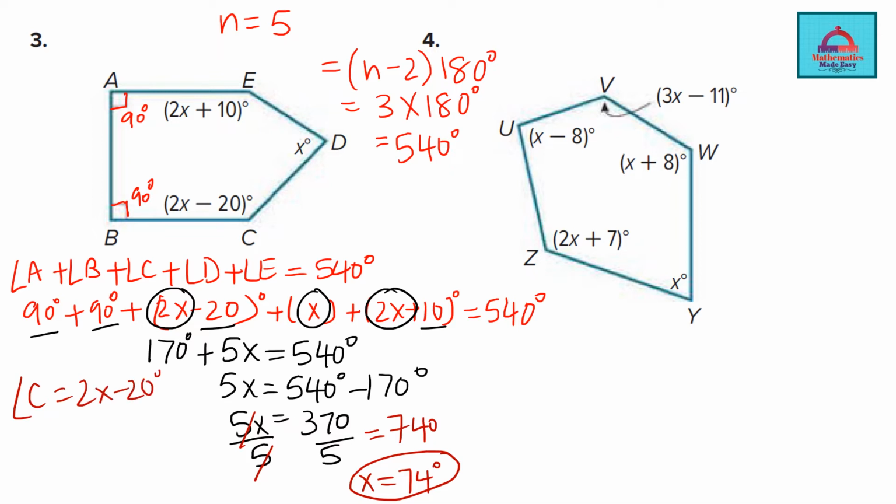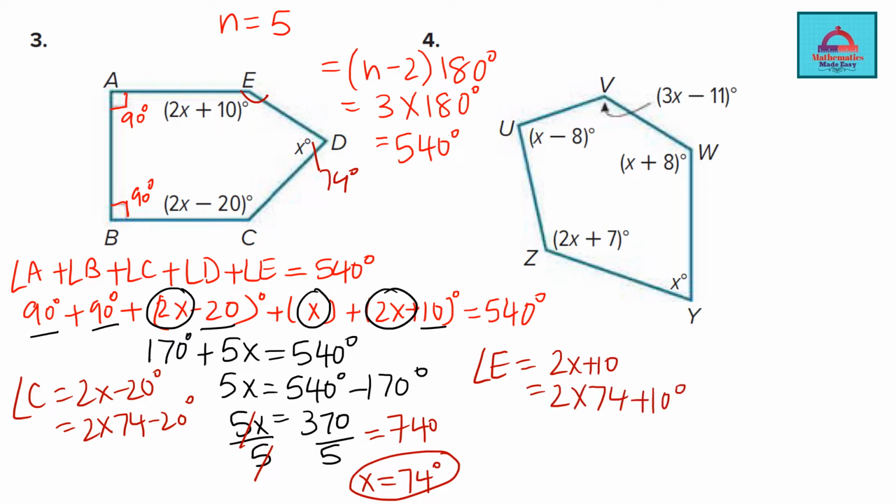And therefore you can simply also find angle C, which is 2x minus 20. So it will be 2 times 74 minus 20. And you can simply also find angle D, which is already 74, this is 90. So similarly you can find angle E. Angle E would be 2x plus 10, so that is 2 times 74 plus 10. So in this way you can find all the angles of the pentagon.